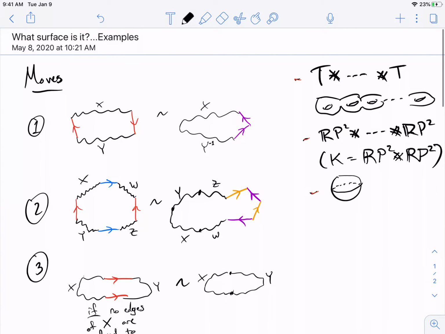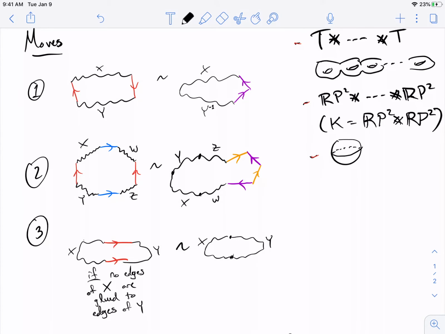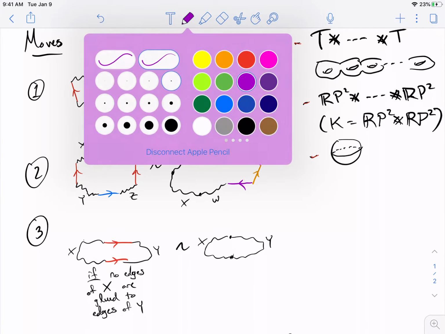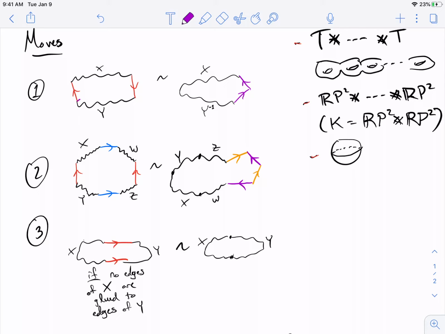So the first move was if we have a polygon with edge identifications and we see something that looks like an RP2 in the sense that we've got two edges somewhere on this polygon which are glued together with a twist. And remember, this X is just meant to represent a bunch of edges, and this Y is a bunch of edges with a bunch of identifications that I'm not worried about right now. That's why I've got the squiggle lines there. Then there's a cutting and gluing you can do to get to this picture here.